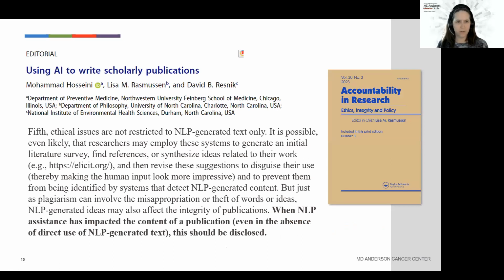This article, this is another editorial in Accountability in Research. And here these authors point out that another potential ethical consideration with using the software is the potential for plagiarism of not just text, but also some of ideas. And that's a concept that we're going to come back to a little bit later on, showing you some demonstrations of how the software works. So that's another point to consider when it comes to using the software, particularly for scholarly publishing.